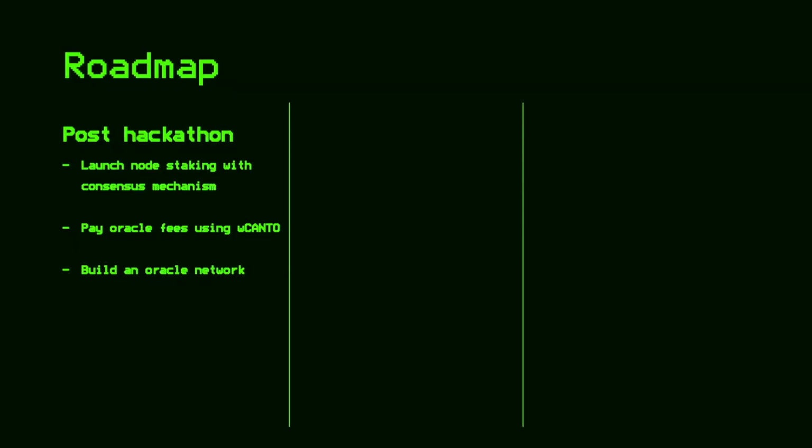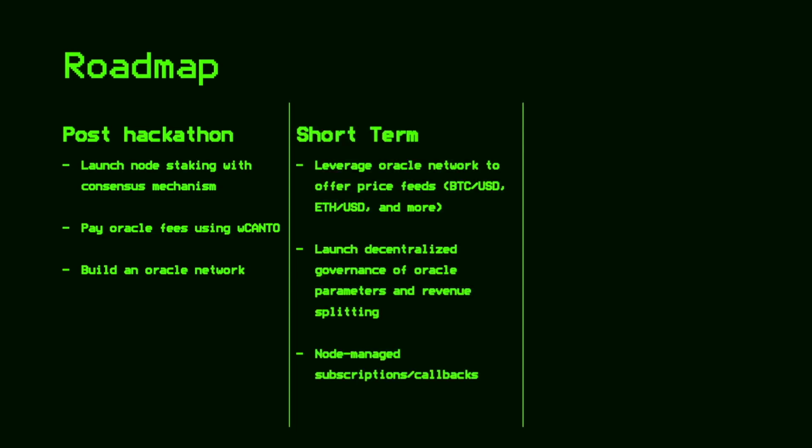Right now we are focused on building the Oracle network, which will be a precursor for a lot of the products we want to offer further down the road. So after the hackathon, we're going to launch node staking with a consensus mechanism on chain, and fees will be paid using wrapped Canto. In the short term, we're going to leverage the Oracle network once it's up to offer price feeds such as BTC/USD, ETH/USD, and much more. Then we're going to launch decentralized governance of Oracle parameters and revenue splitting, and then we might offer node-managed callbacks and subscriptions, so users don't have to make 2 transactions to complete a reveal.